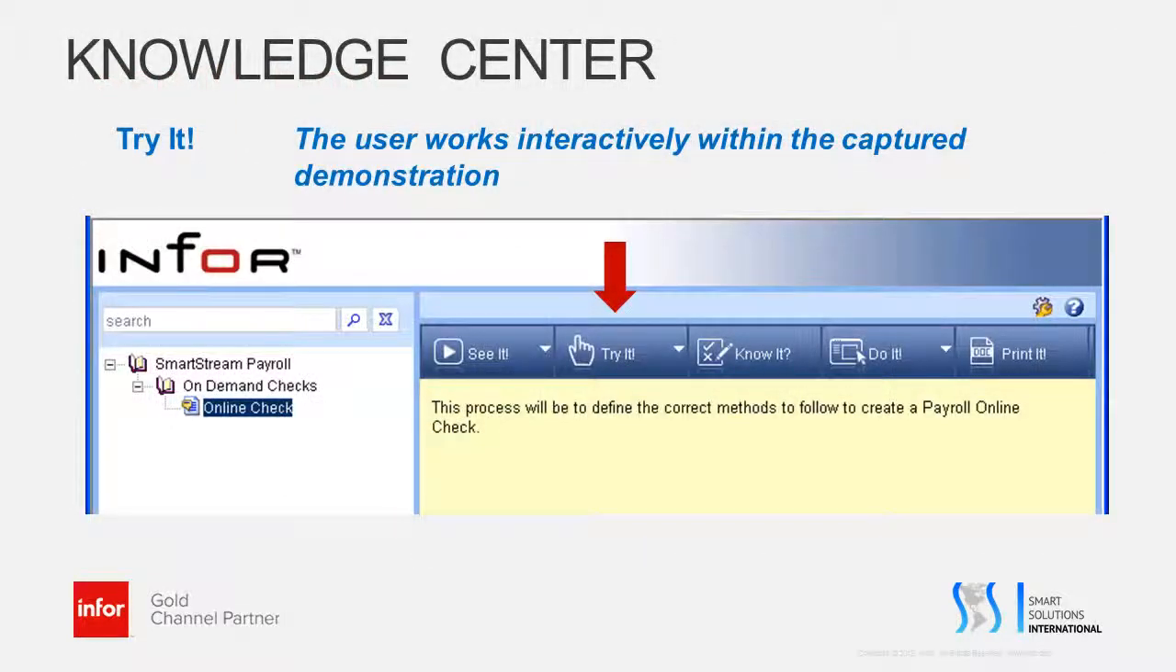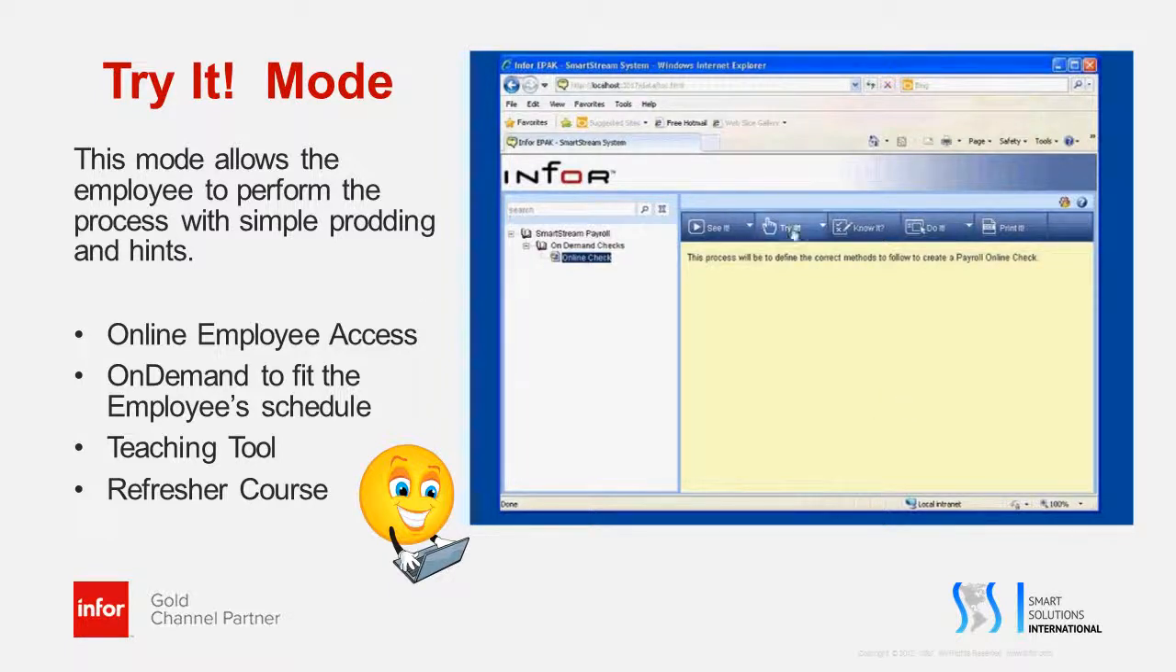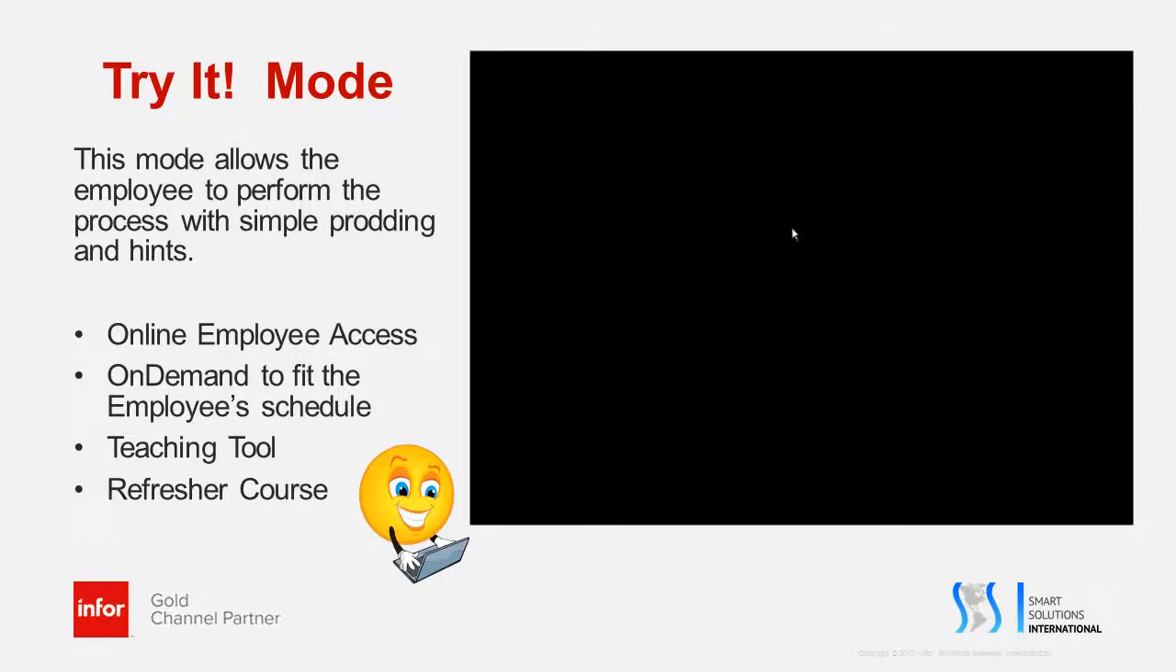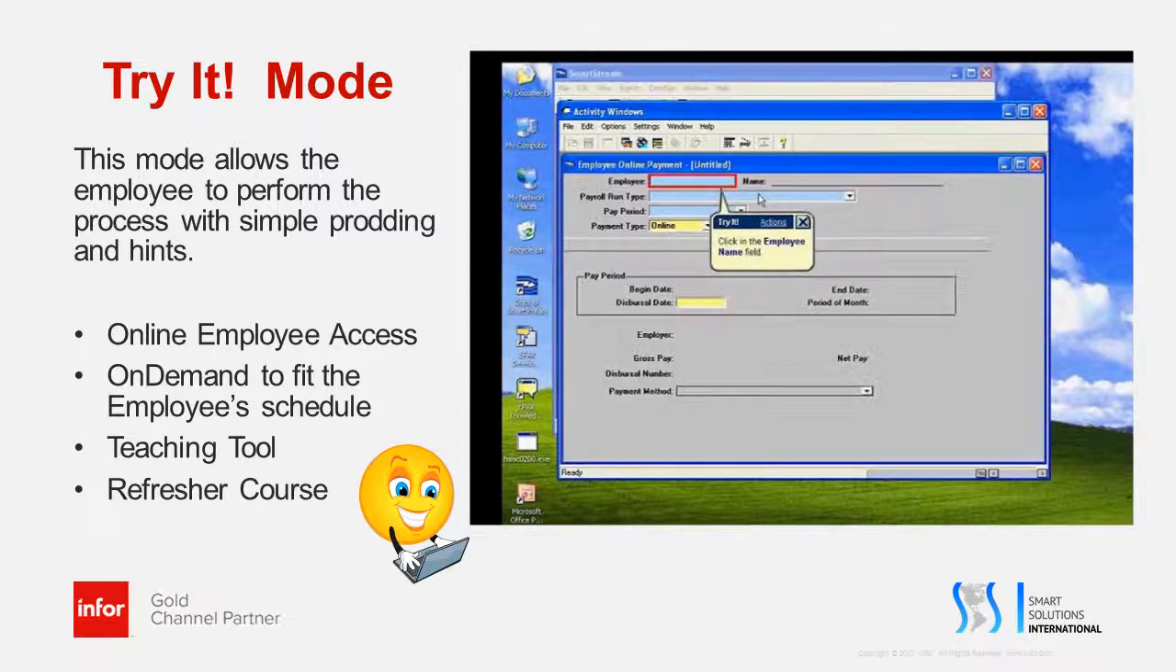The Try It mode will allow the employee to participate in the video and perform the process, but will prompt them if incorrect. Here we watch as an employee uses the Try It mode for the SmartStream Online Check process. And again, watch the bubbles for prompts and information.